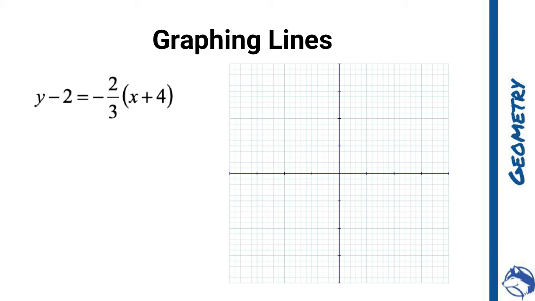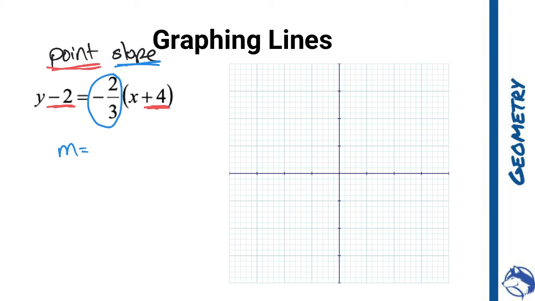This one's in point-slope form. So if I've got it in point-slope, I need to look for my point. So my point I'm going to do in red, and that's going to use the +4 here and the -2 there. And then my slope, which I'm going to do in blue. So my slope is that piece that's out in front, which is -2/3, which remember is still my rise over my run.